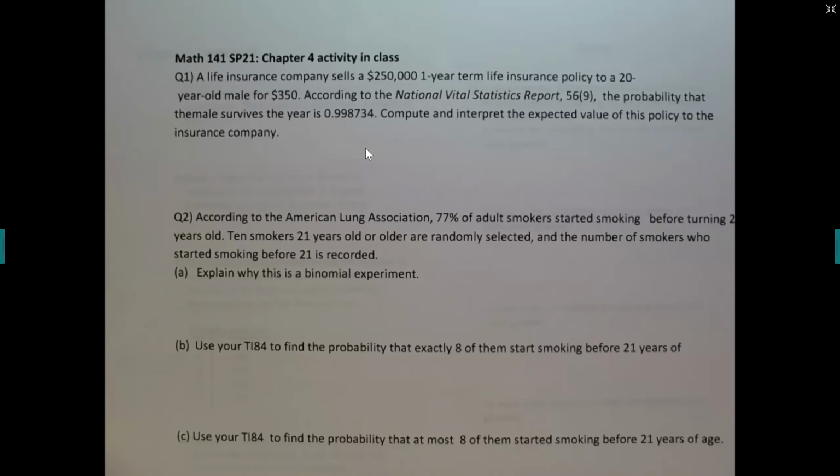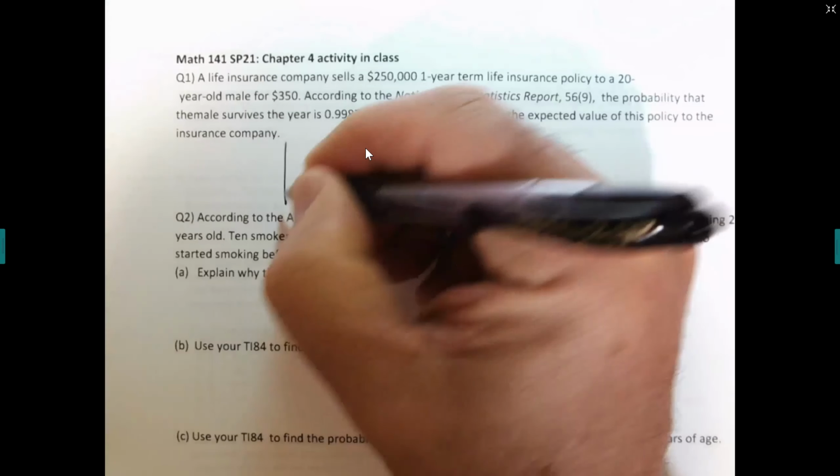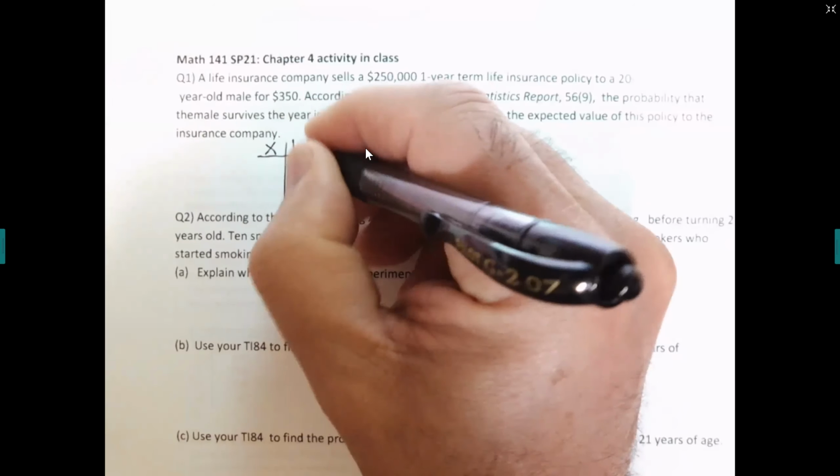A life insurance company sells a $250,000 one-term life insurance policy to a 20-year-old man for $350. According to the National Vital Statistics Report, the probability that the male survives the year is 0.998734. That's the probability that you won't get the money, you'll survive. Compute and interpret the expected value of this policy to the insurance company. So we need the expected value. In order to find the expected value, guys, you need to have the probability distribution table, X and P(X).